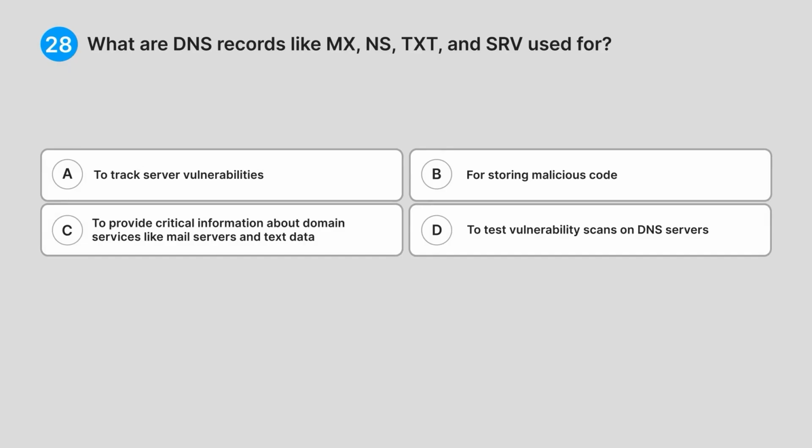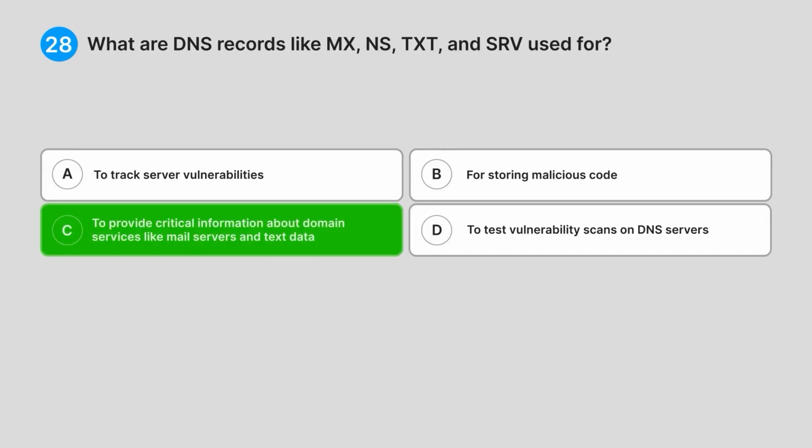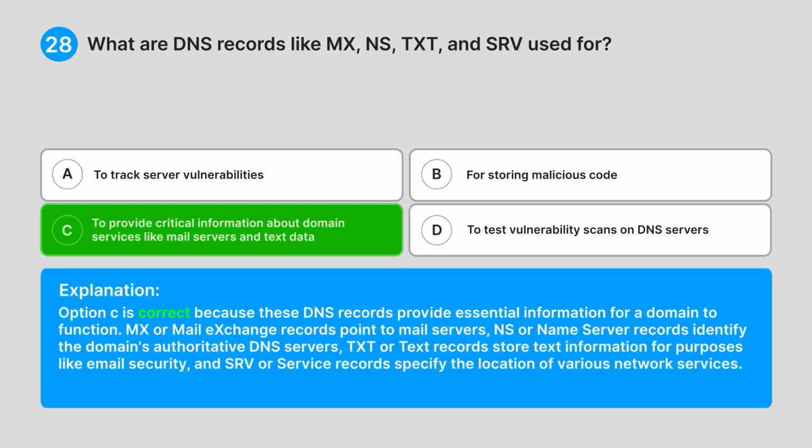Correct answer, C, to provide critical information about domain services like mail servers and text data. Explanation. Option C is correct because these DNS records provide essential information for a domain to function.